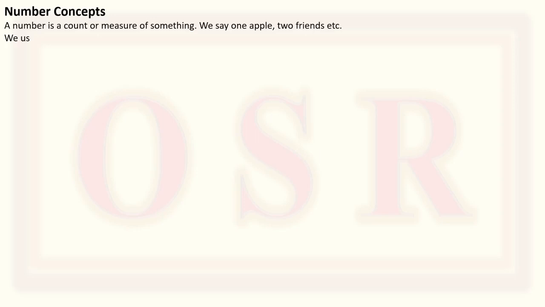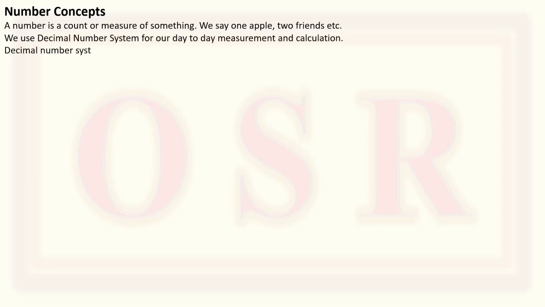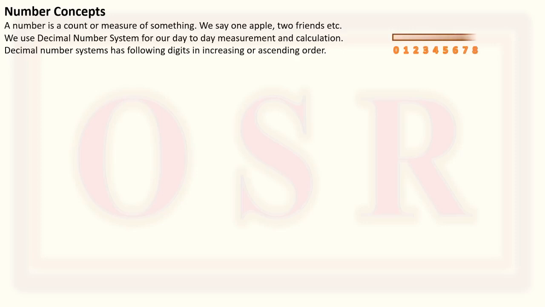Number concepts. A number is a count or measure of something. We say one apple, two friends, etc. We use decimal number system for our day-to-day measurement and calculation. Decimal number system has the following digits in ascending order. So digits are 0, 1, 2, 3, 4, 5, 6, 7, 8 and 9.